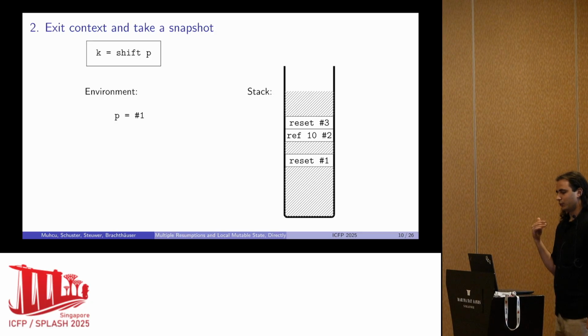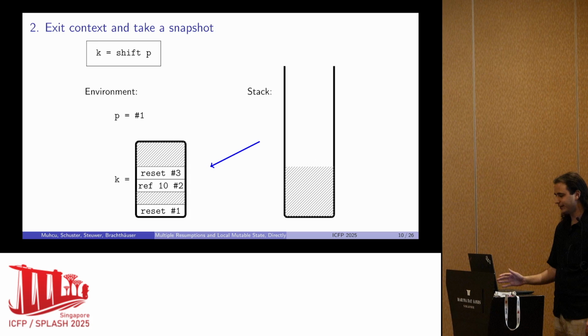Then, after we've built up stuff on the call stack, we can shift to the label that we've captured earlier. That would include looking for this label in the call stack, and then taking it all off from the stack and storing it in the variable k.